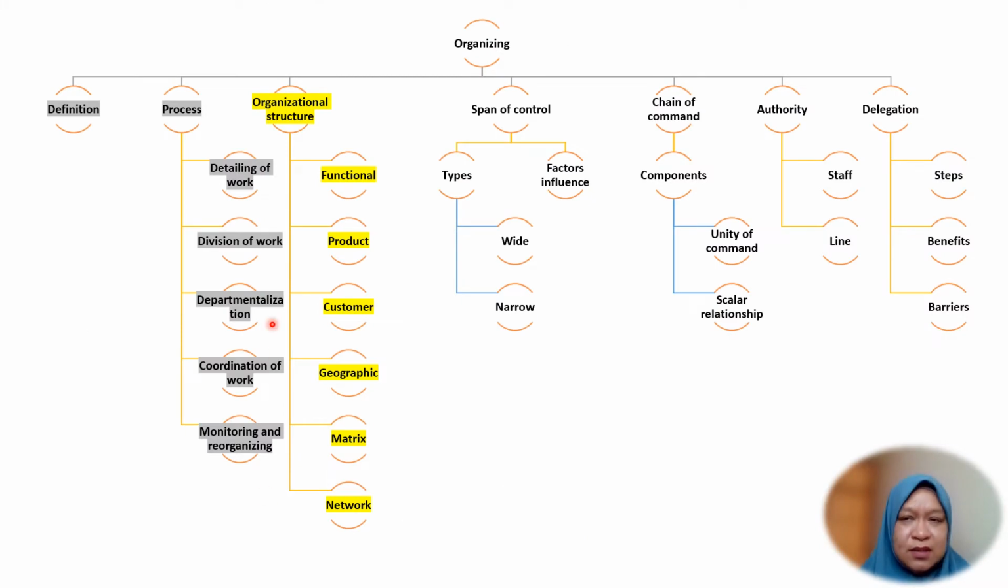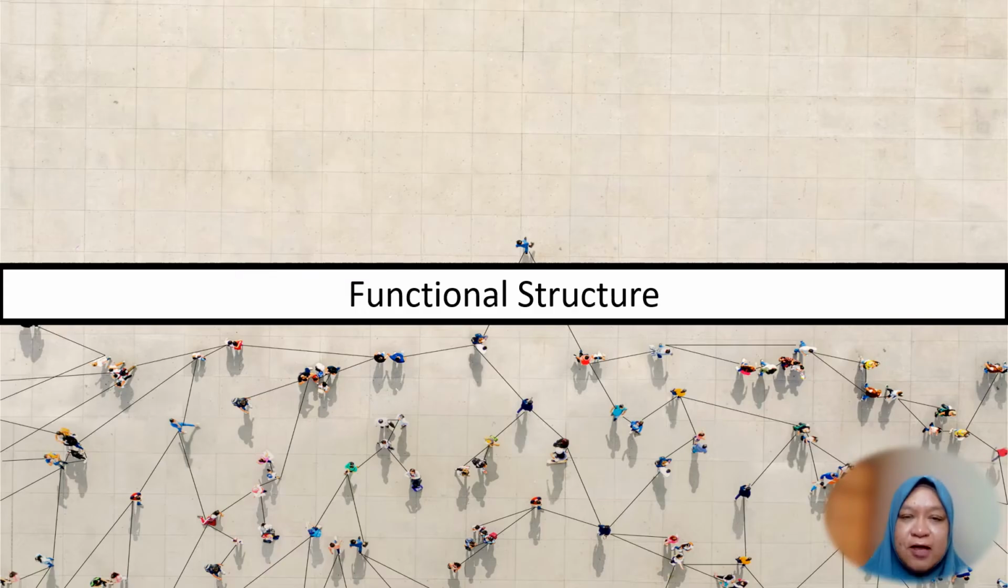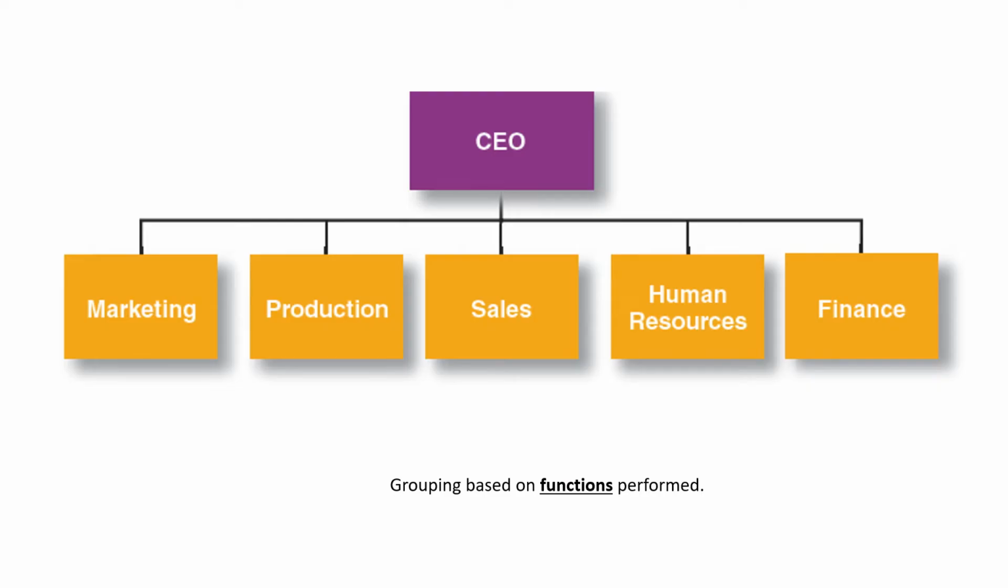So that's why the organization must always monitor their department. Okay, so we already covered the organizing process. So now we want to see the organizational structure or departmentalization. Basically there are 6 types of organizational structure that the organization can choose. The first one is functional structure.